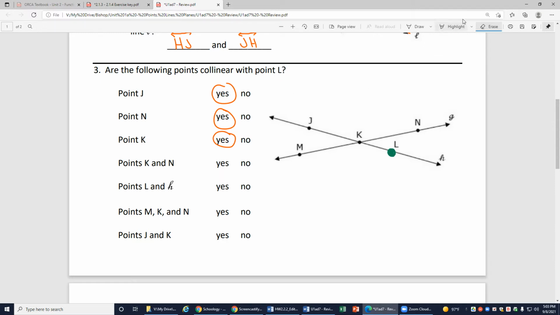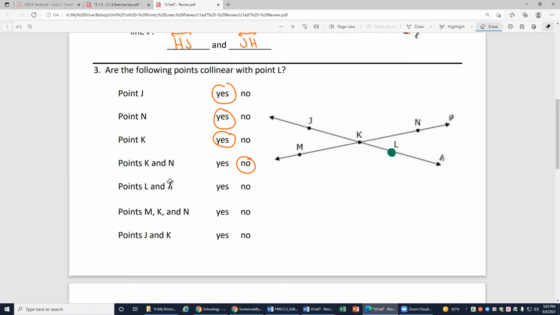So if I look at K and N, can I draw a straight line that connects K and L? No, I cannot. Okay, so we can see that that did not make a line, right? It had to curve to get around to L. There's no way I could connect those 3, so that one is going to be a no.